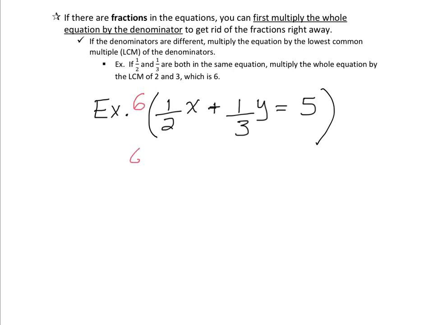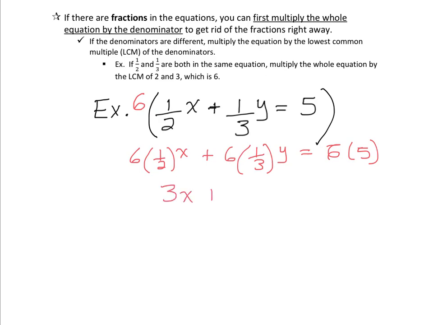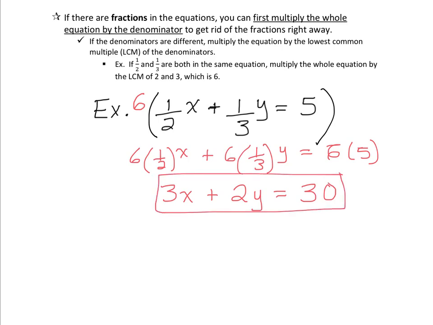That gives us 6 times 1/2 x plus 6 times 1/3 y equals 6 times 5. You have to multiply every term by that number. Well, 6 times 1/2 is just equal to 3x, and 6 times 1/3 is equal to 2, so we have 2y, and that's equal to 6 times 5, which is 30. And then you can go ahead and use this equation to do what you need to do when you're solving.